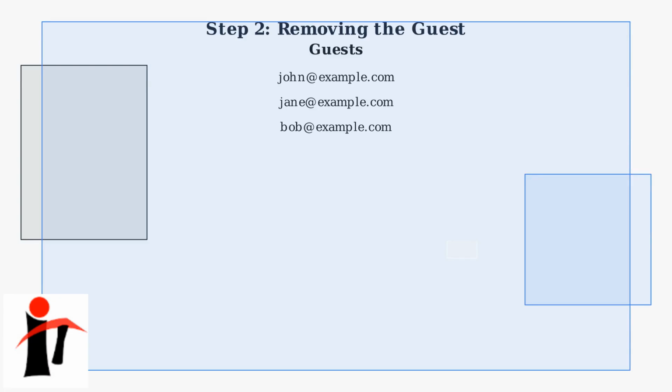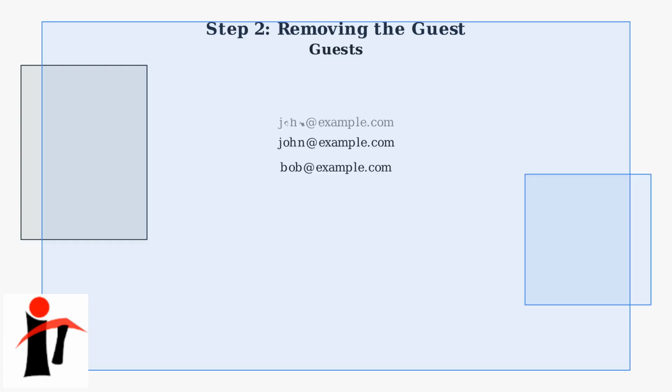Confirm the removal if prompted by the system. Some interfaces may ask for confirmation to prevent accidental removals. This action immediately prepares the system to update the event details, removing the guest from the invitation list.